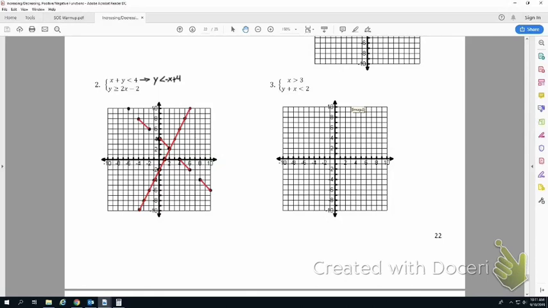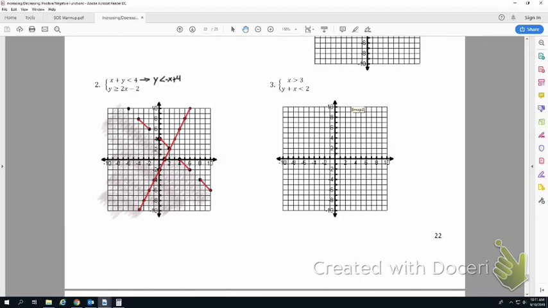David, on the first equation, am I going to shade above or below that line? Below. Why? Because, what's the inequality? Because that's less than. Because it's less than.